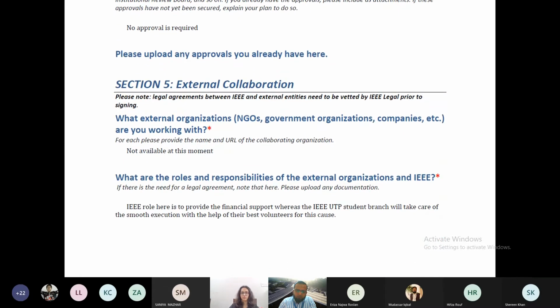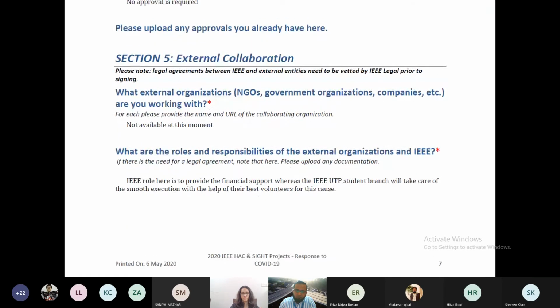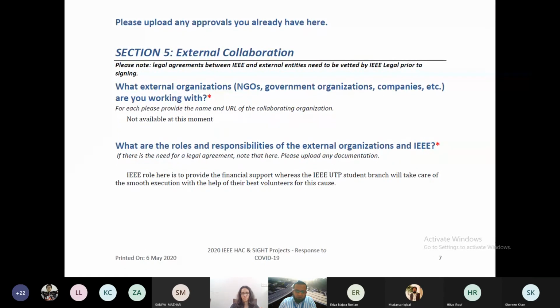And then you have the external collaboration. See, this one is very important. If you have a team from different sections working for a common cause, a common goal, they really encourage it. So apart from NGOs or government or anything, you can mention the student branches of different sections or regions. That would be something impact-creating.